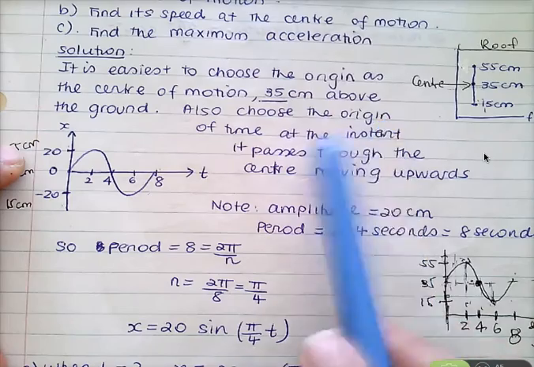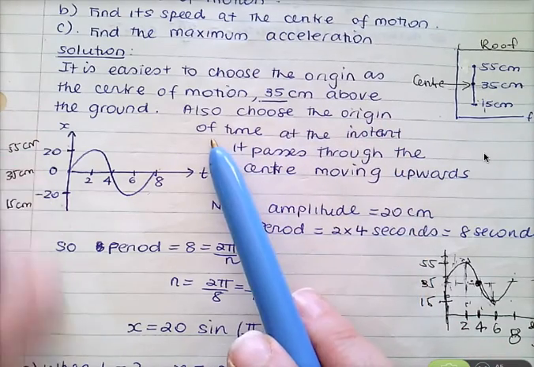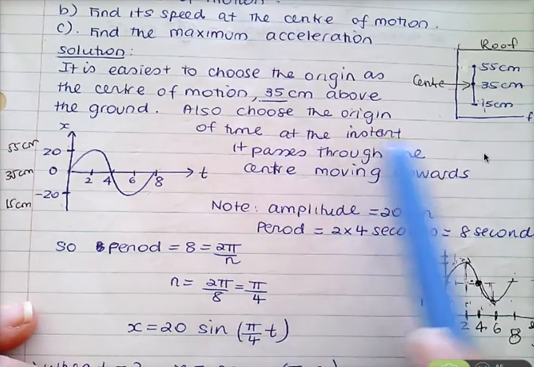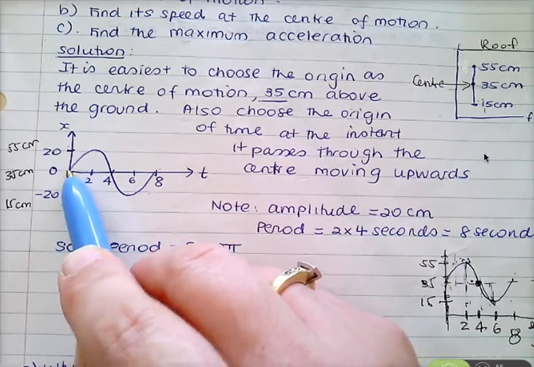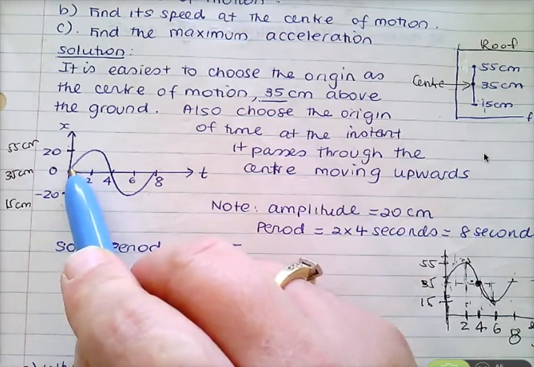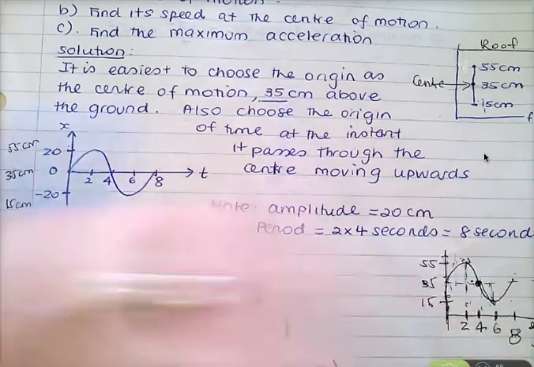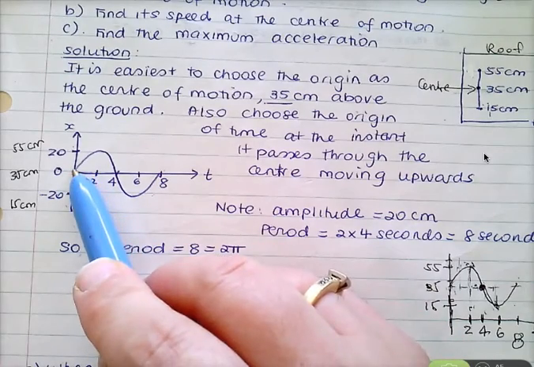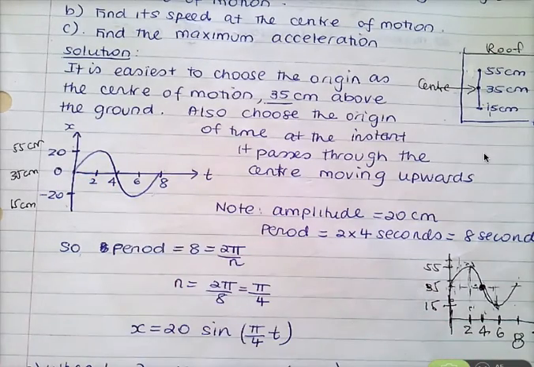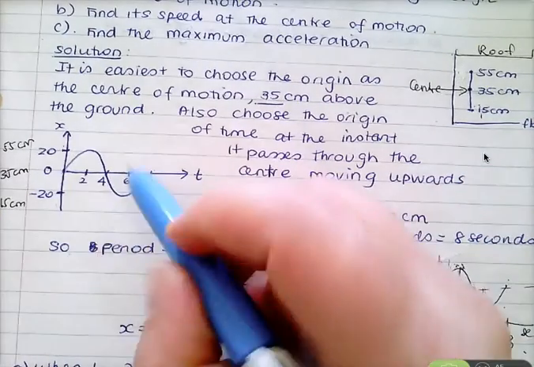Also, you should choose the origin as well. You should get the particle starting from the middle as well at the origin. It's best to do that as well, instead of having it shifted sideways. So I would start it at the origin, and we're going to make it a sine curve in this case.